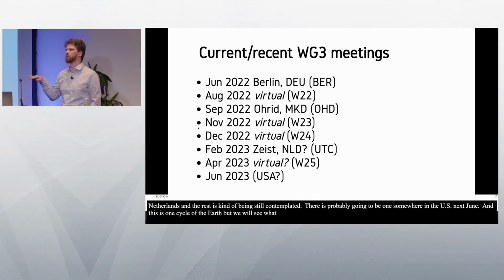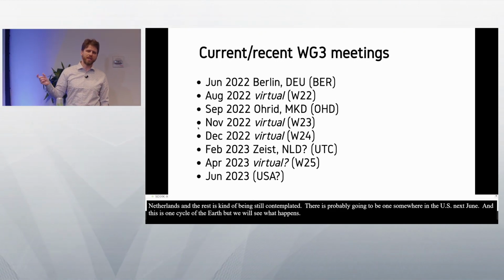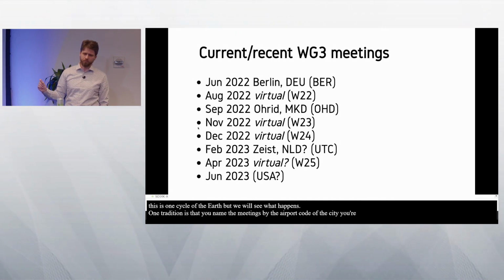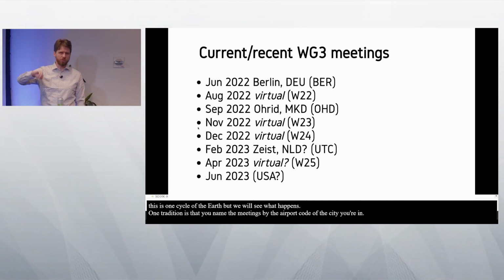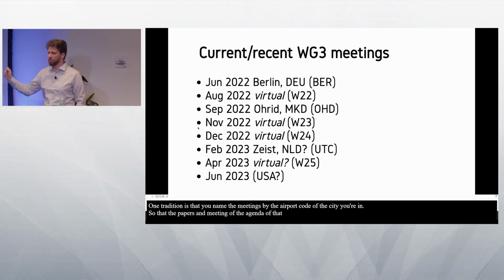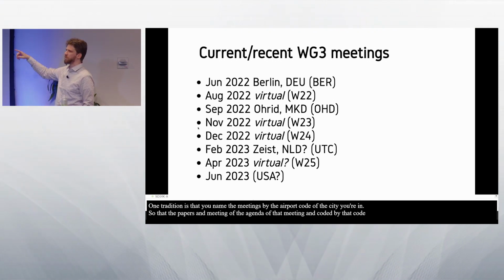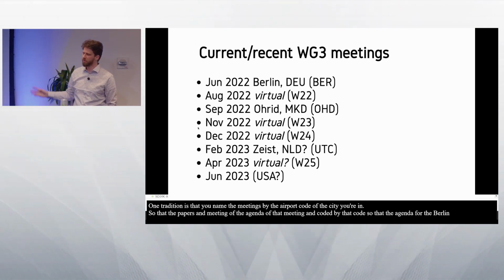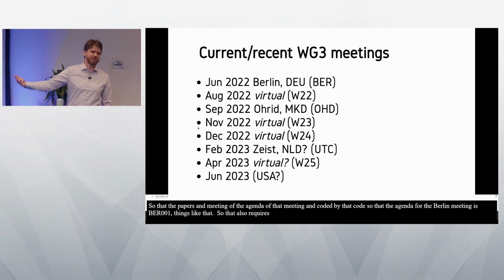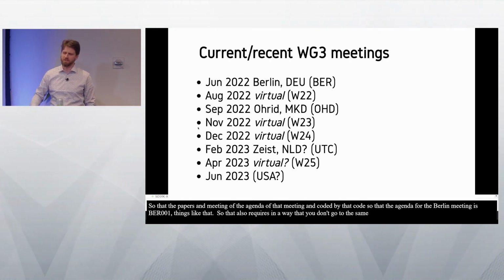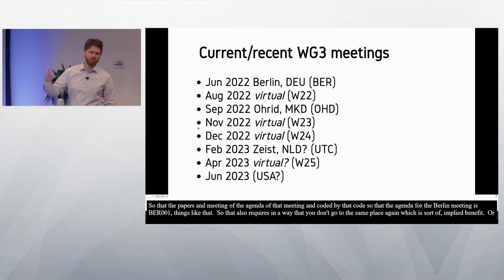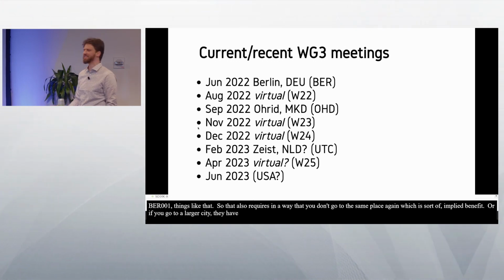One tradition that's particular to WG3 is that you name the meetings by the airport code of the city you're in, so that all the papers, the minutes and the agendas of that meeting are coded by that code. So the agenda for the Berlin meeting is BER001, for example. That also requires, in a way, that you don't go to the same place again, which is an implied benefit. Or if you go to a larger city, they have multiple airports, so you can come to New York 3-4 times, maybe.